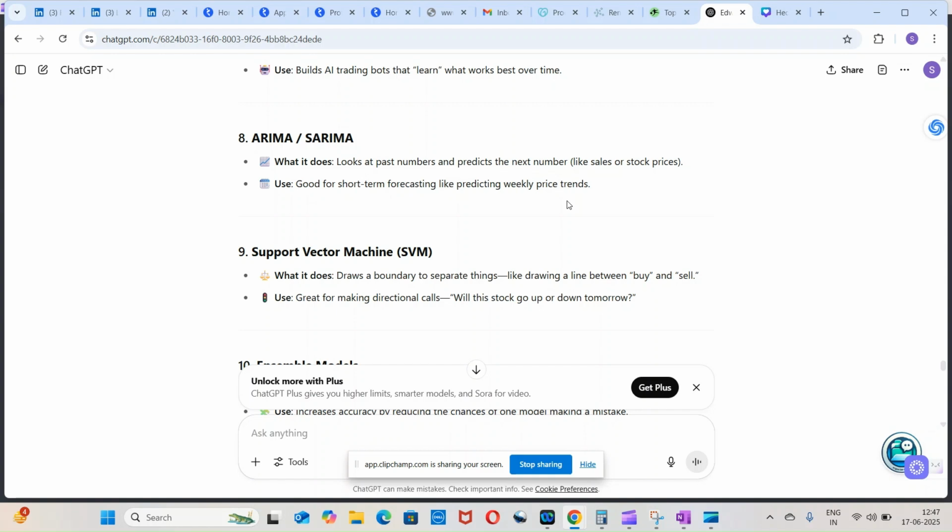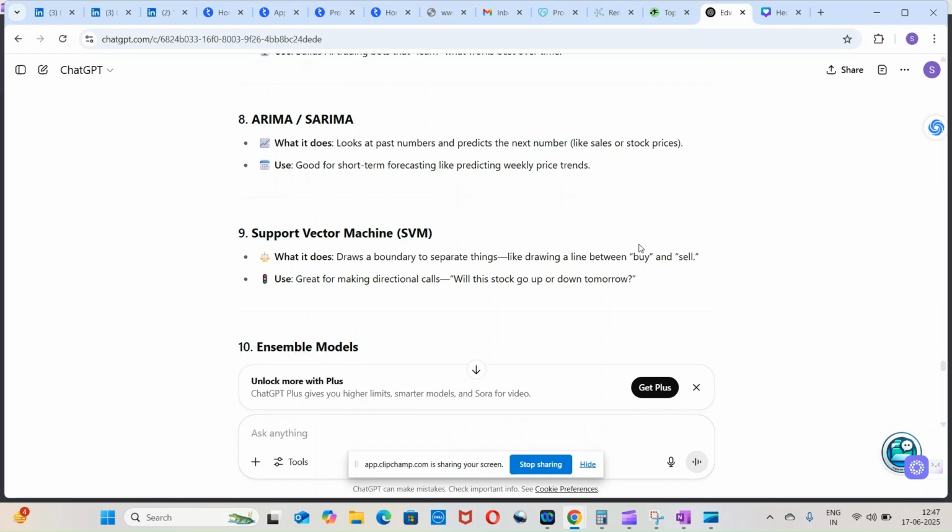Okay, then we have support vector machines. So support vector machines is another model we have. What this does is it draws boundaries to separate things, like drawing a line between a buy and a sell. So these models could be great for making directional calls. So it's like having a 200 EMA, and if the price goes above, let's buy it, and if it goes below, let's sell it.